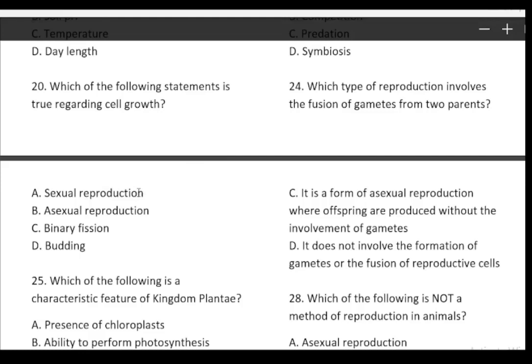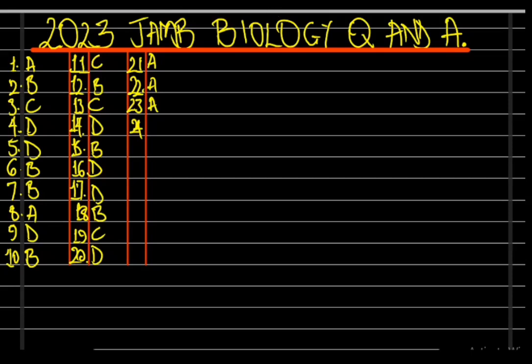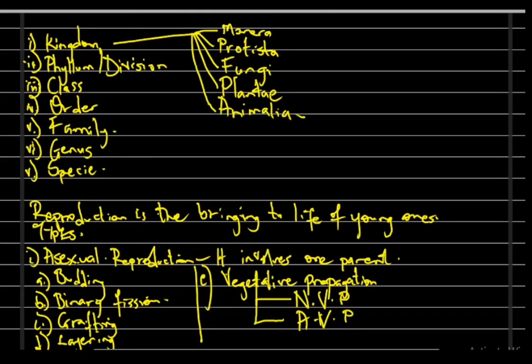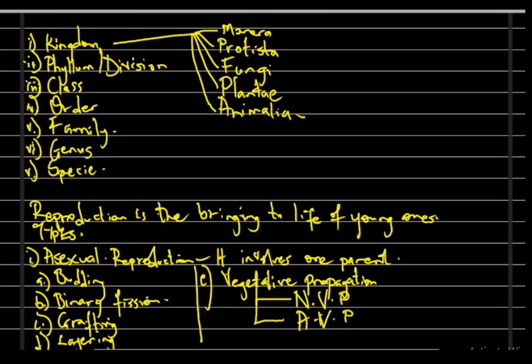two parents. We have two types of reproduction. We have sexual and asexual reproduction, like we have stated here previously. Asexual reproduction is a type, and then the next one is called the sexual reproduction. So sexual reproduction involves two parents, and we can see example here, fusion of gametes, unlike the other. So if we look at the asexual reproduction, which is the one that involves one parent, that is where we have budding, binary fission, grafting, layering, and all of those.